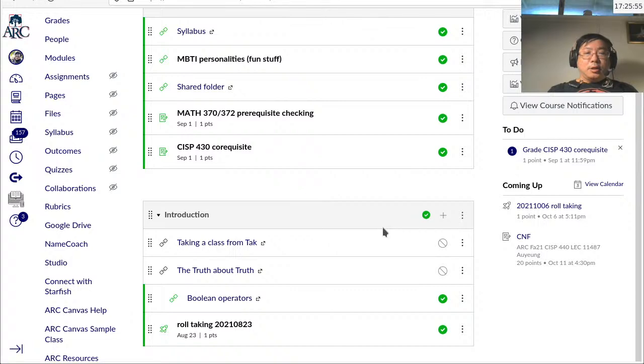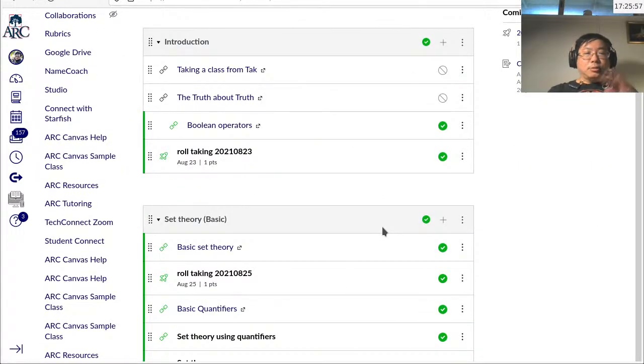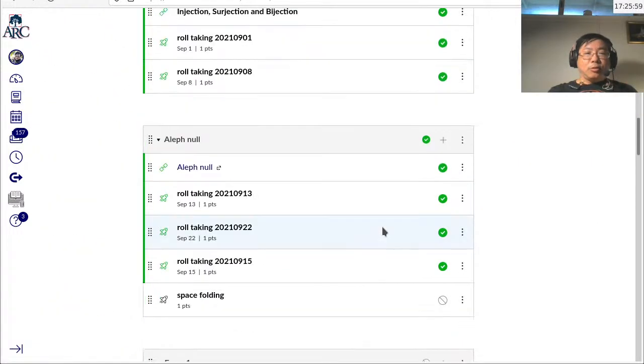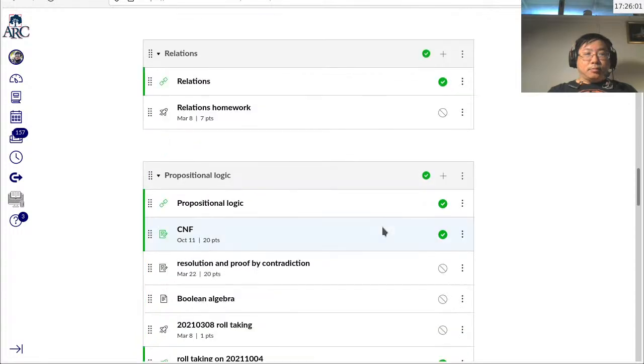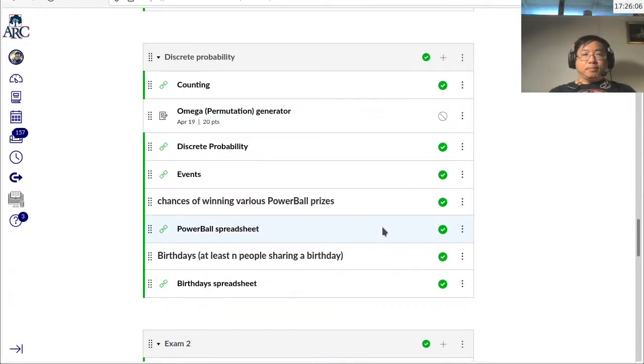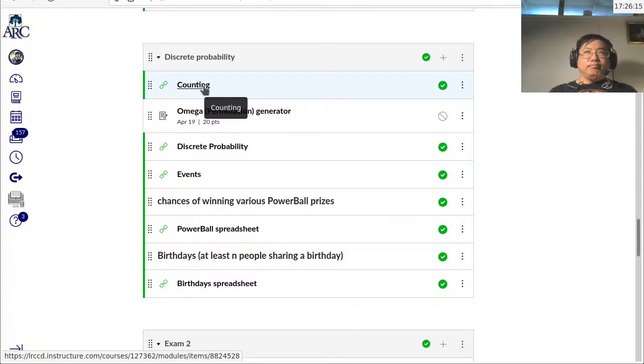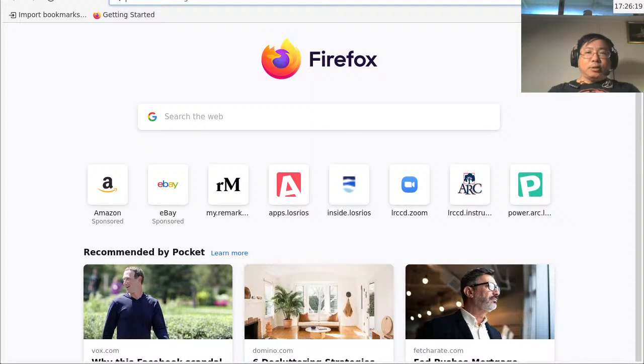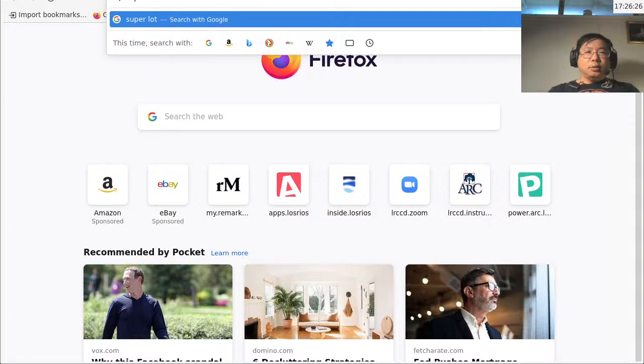All right, so now it's time to move on. I'm just moving on to the next topic sequentially. After propositional logic, we are now going to talk about discrete probability. Before we get into some really boring terminology stuff in counting, let's talk about the Lotto game. Specifically, let's go to Super Lotto.